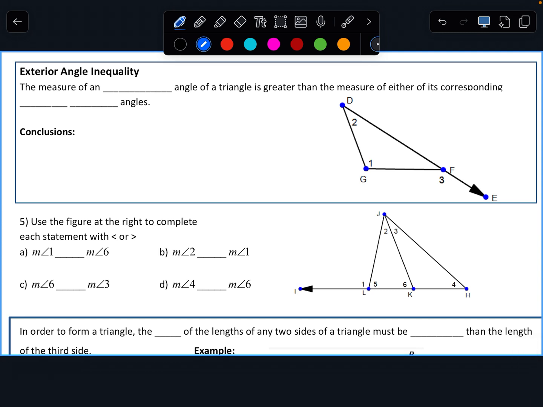This one is a theorem. I think it's kind of intuitive. It's kind of goofy, but it's on the ACT, so we're going to talk about it. But you've already done exterior angles. So the measure of an exterior angle is right here.